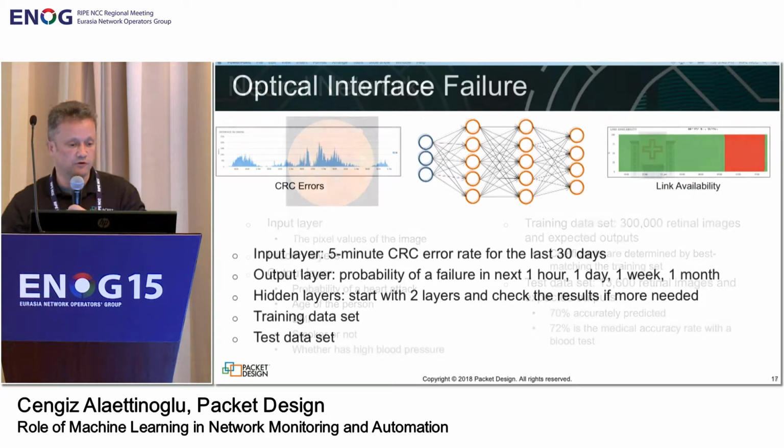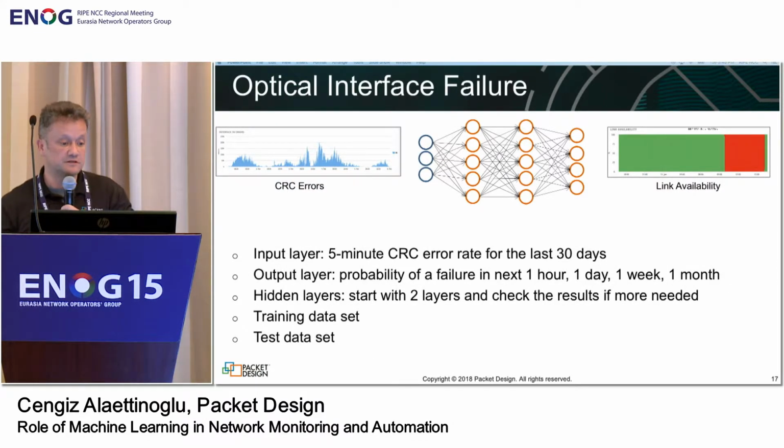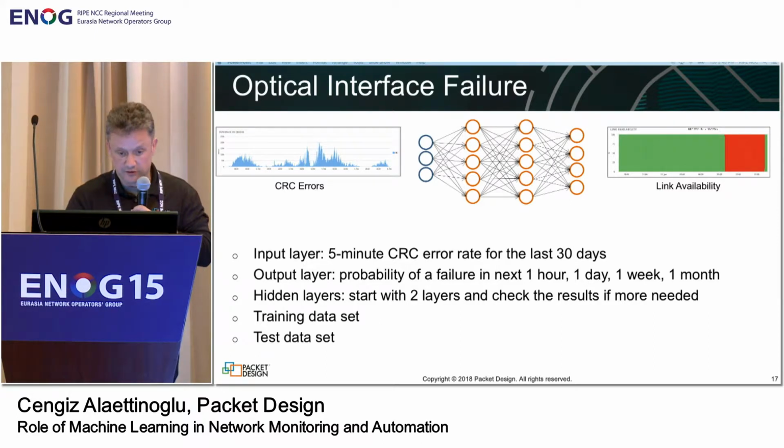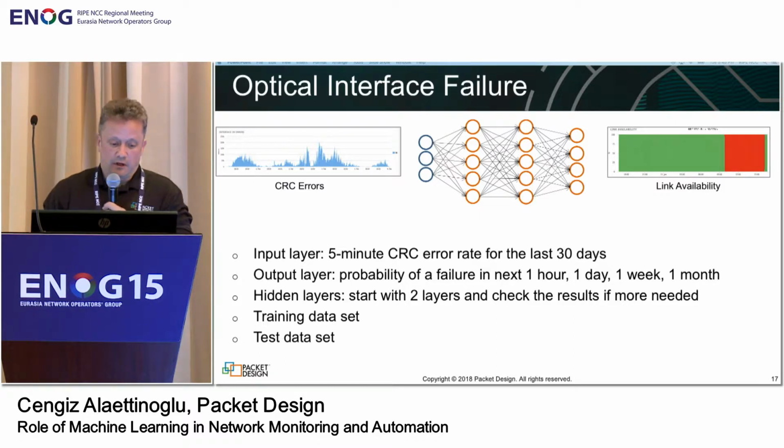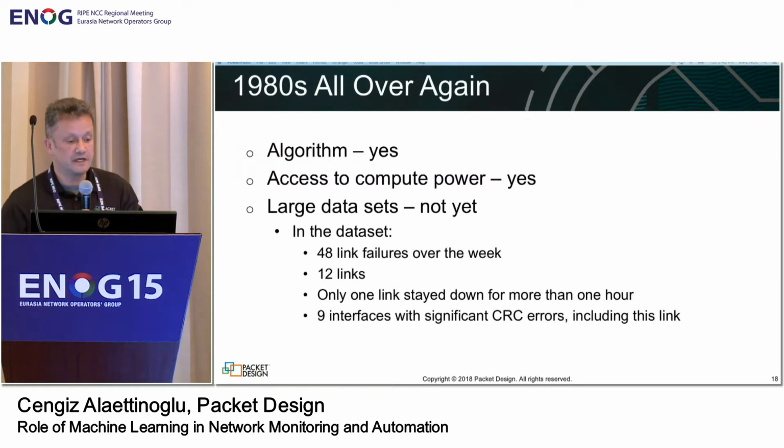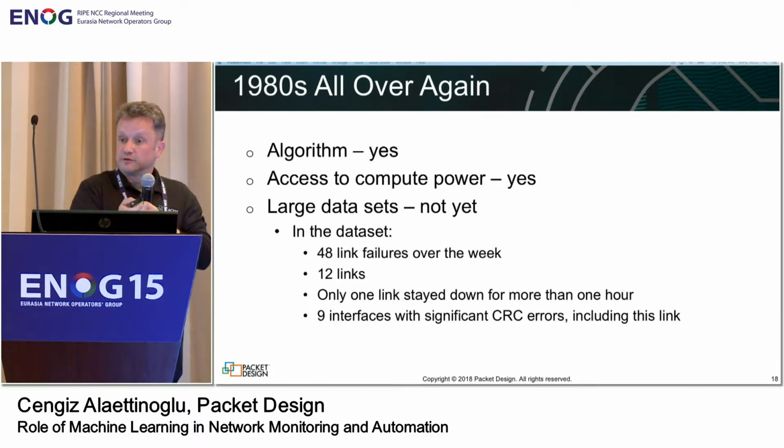Can we not do that for interface failures? On the left-hand side, we have the CRC errors. This is from one of the customers. You have the neural network, and on the right-hand side, whether the link is going to go down or not going to go down. This looks very good, except the problem with this is that, okay, we have the algorithm.